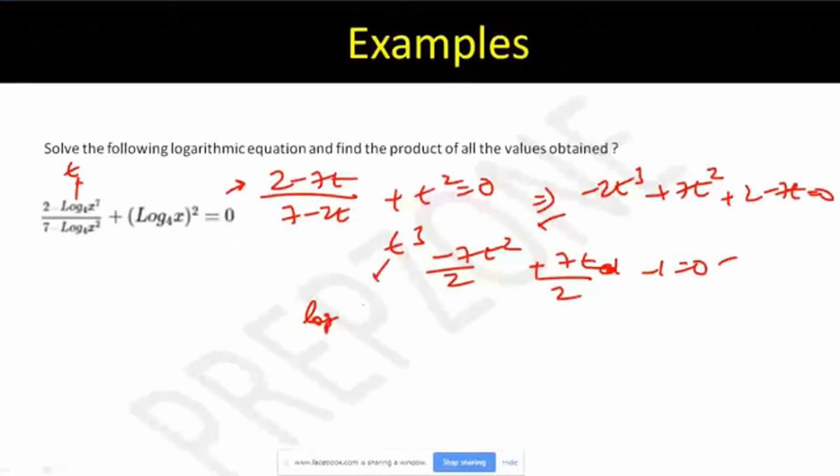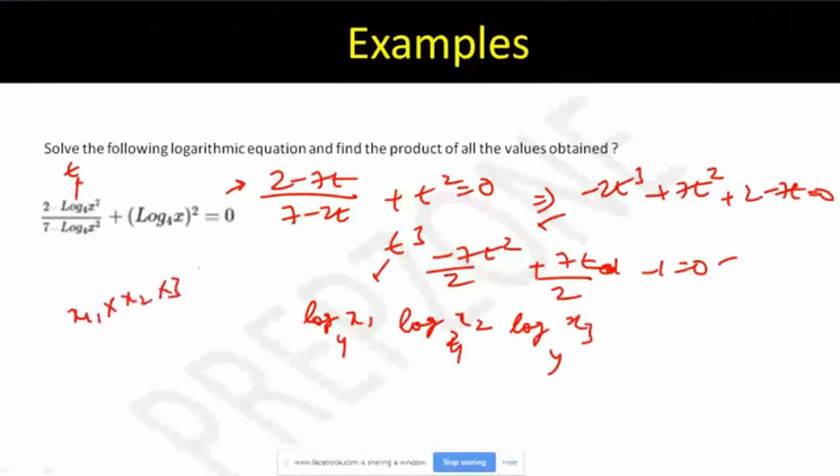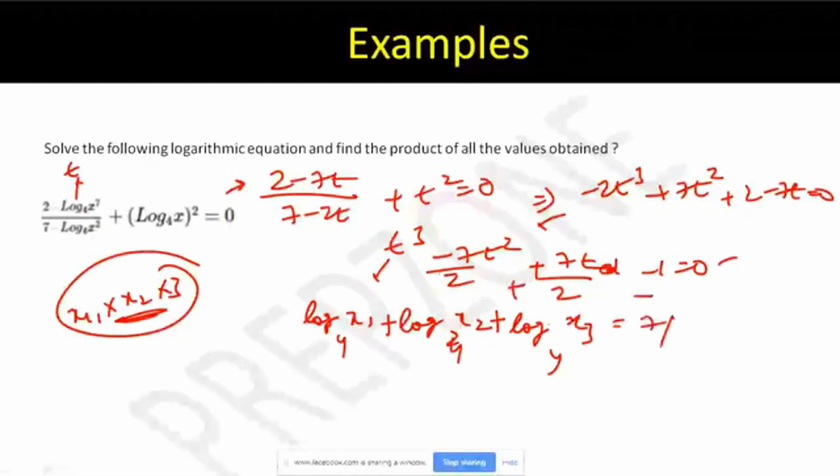I know it's a cubic equation, so there'll be three solutions. Log x1 to the base 4, log x2 to the base 4, and log x3 to the base 4. These three will be the solutions. मुझसे पूछा गया है x1 into x2 into x3 पूछा है. Now guys, यहाँ पे log है, यहाँ पे multiplication पूछा है. So if I just find the sum of the roots of this equation, right? कितना है वो? यहाँ पे minus plus minus. So this is 7 by 2.